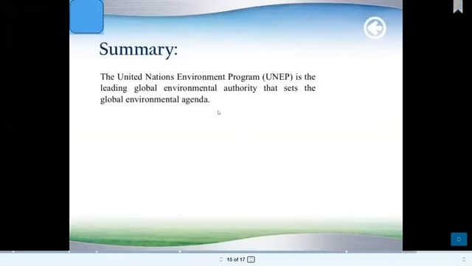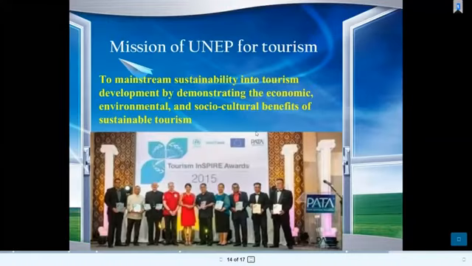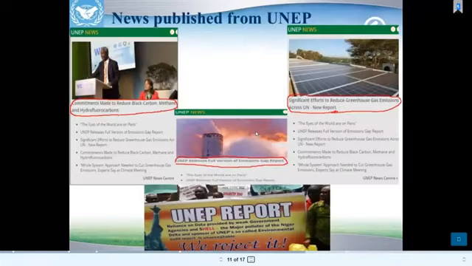Here is the main summary: the United Nations Environment Programme, UNEP, is the leading global environmental authority that sets the global environmental agenda. Mainly it is concerned with what the environmental issues are and how to solve these problems. So students, is it clear?